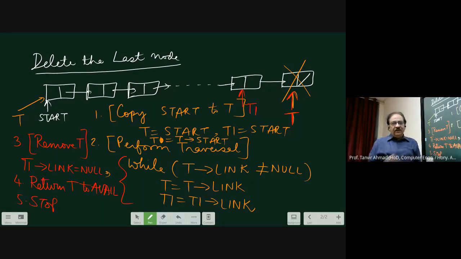Remove T. T1 of link is equal to null. Now what will happen? Here it will become null. And now the last node will go back to avail, and therefore the last node will get deleted. And this is how you are going to delete the node. Now this is one way. There could be another way also without using a T1.